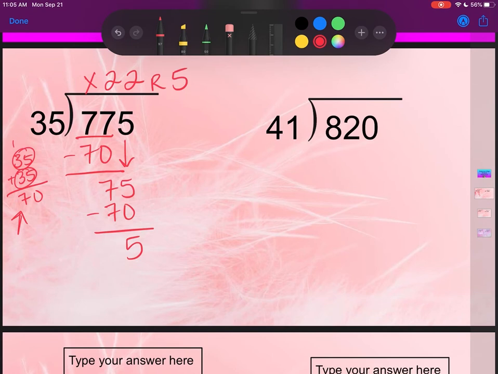All right, now let's try skip counting on this one. I've got 820 divided by 41. 41 is very close to 40. Skip counting by 40 is going to be like skip counting by 4, but adding a 0 at the end. So 41 couldn't go into 8, but it can go into 82, right? Well, 41 is close to 40, so if I went 40, 80, 120, it's going to be closest to 80, right? So 40 times 2 is 80. So let's try 41 times 2.